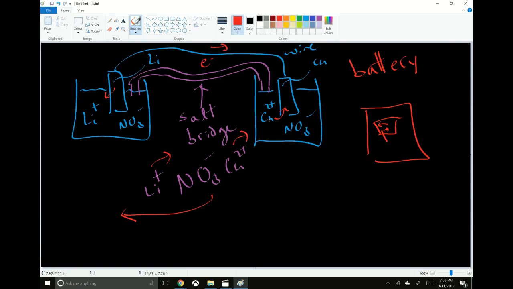So that is an example of a galvanic cell, or a voltaic cell. Those aren't actually the same thing. Galvanic cell is a spontaneous reaction. A voltaic cell is when you apply a voltage from the outside in order to force the battery to run backwards.